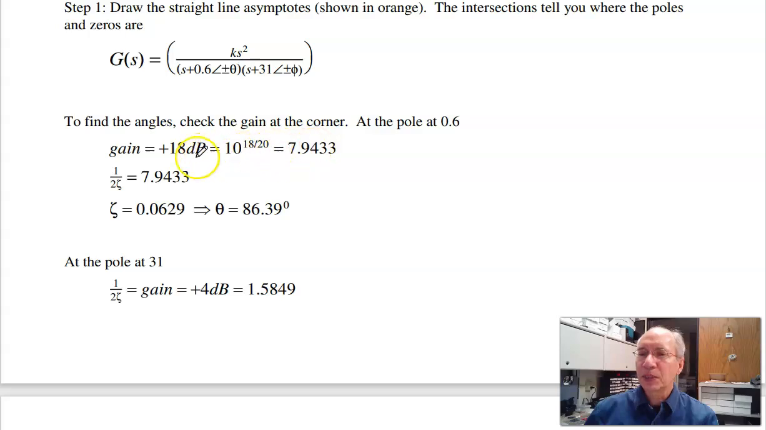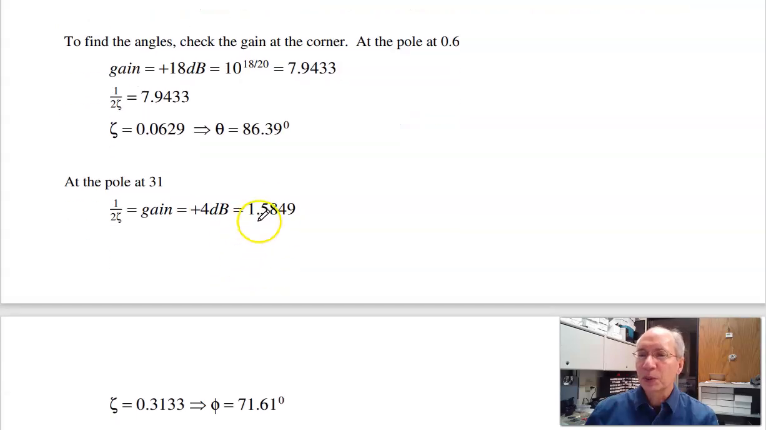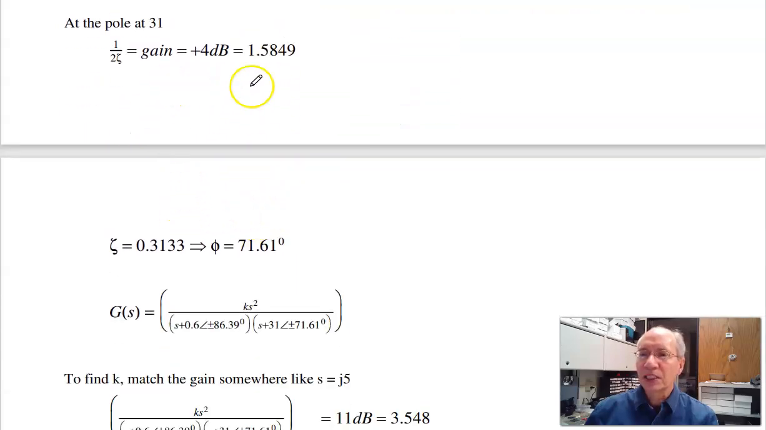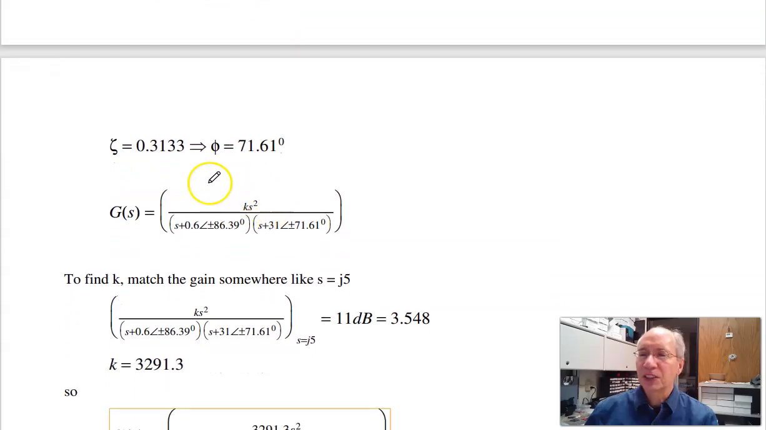When it's 18 dB, then zeta is 0.06, 86 degrees. When it's plus 4 dB, or 1.58, 1 over 2 zeta is 1.58. Zeta is 0.313, or 71 degrees. So here's the form of G of s.